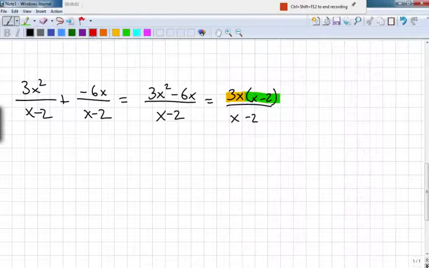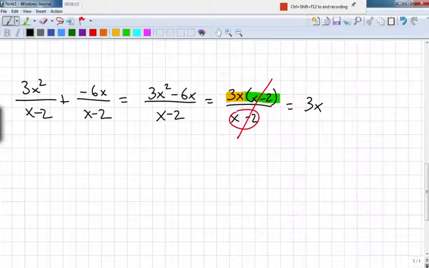So in this case, what I'm going to do is I'm going to take the entire denominator and divide out that green term. So this actually simplifies to just 3x, because x minus 2 over x minus 2 will divide out, since this is a factor in the numerator, and it leaves you 3x times a 1, which is just 3x.